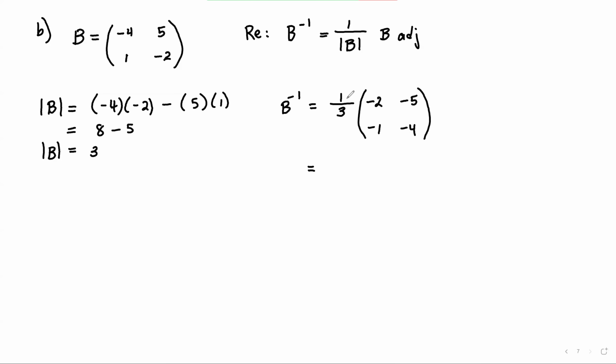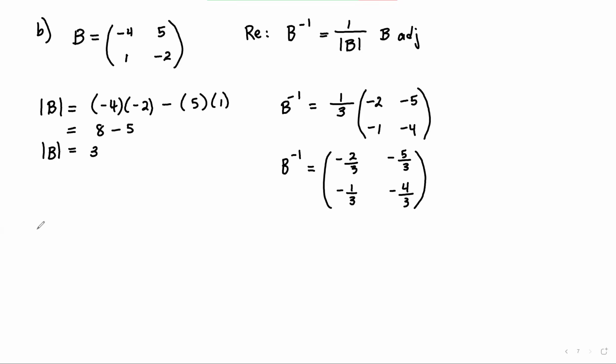That gives me, when I multiply throughout by the scalar 1/3, 1/3 times -2 is -2 over 3. -5 times 1/3 is -5 over 3. -1 times 1/3 is -1 over 3. And then -4 times 1/3 is -4 over 3. And that is my B inverse: -2 over 3, -5 over 3, -1 over 3, and -4 over 3.